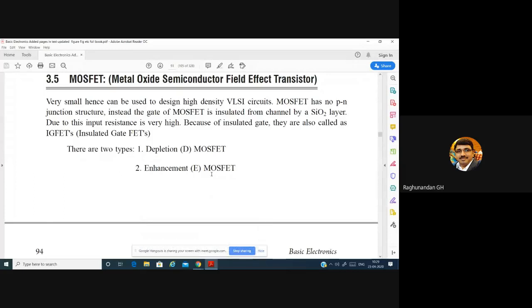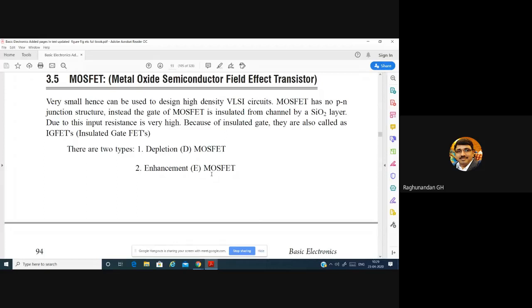The next topic is MOSFET, metal oxide semiconductor field effect transistor. So this is the improved version of field effect transistor. Here we don't have any PN junction structures. Instead, the gate of the MOSFET is insulated from the channel by a SiO2 layer. So SiO2 layer is an insulating layer.